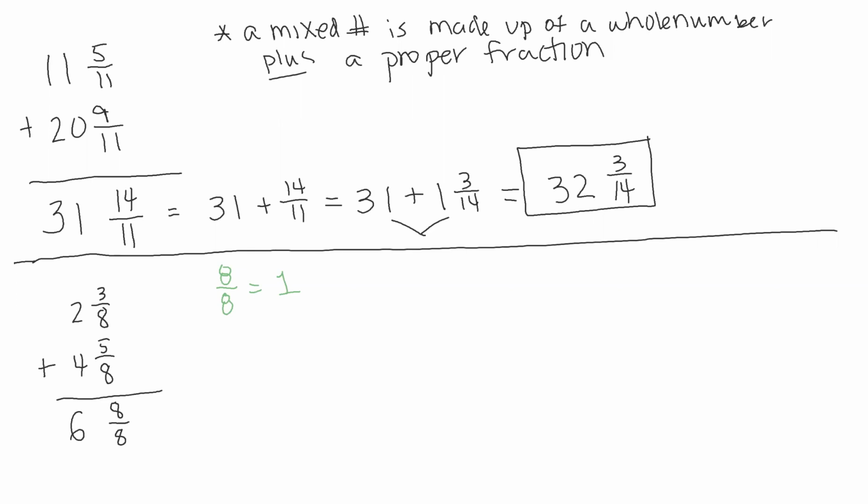So down here, this is really 6 plus 1, or just plain old 7. Okay? So a couple weird things that can happen, pretty easy to work around. Let's do 2 more.